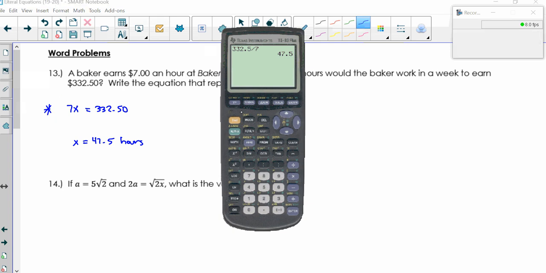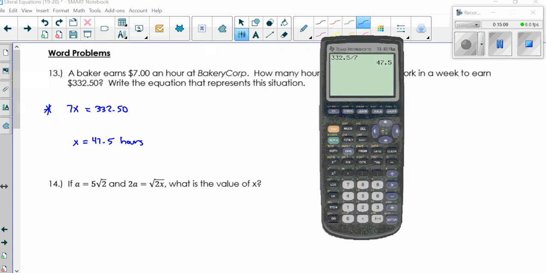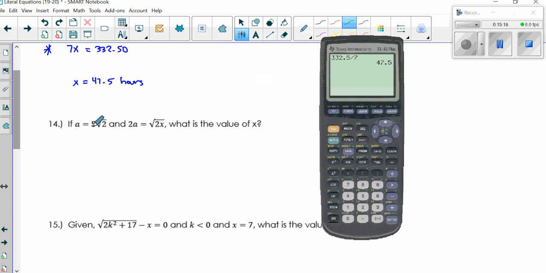Okay, next question. If A equals 5 root 2 and 2A equals the square root of 2x, what is the value of x? So they like these questions on the SAT. Notice that they're giving us the value of A. So we know that A is this. So we can substitute it in for A to figure out what the value of x is. So that means this would be 2 times 5 root 2 equals the square root of 2x.